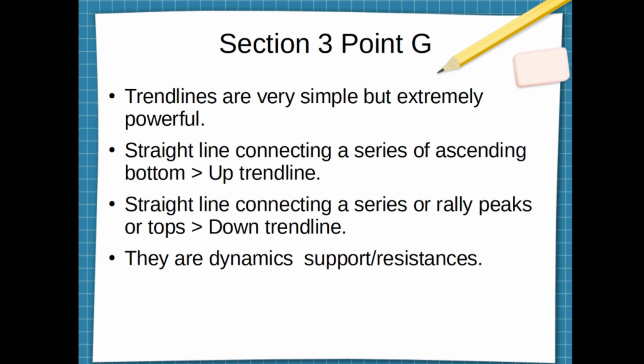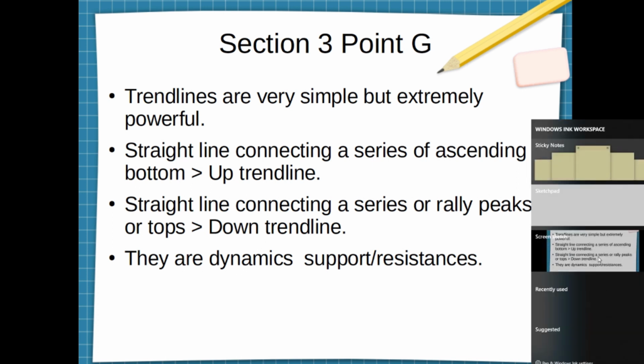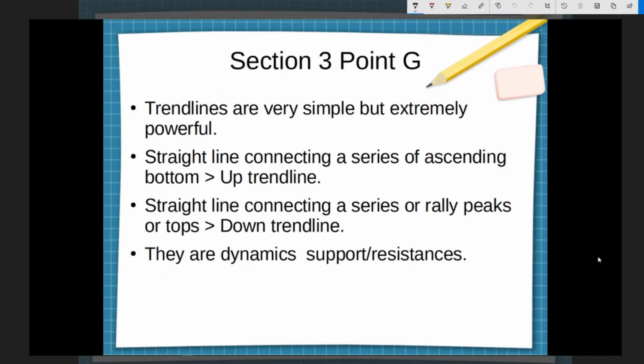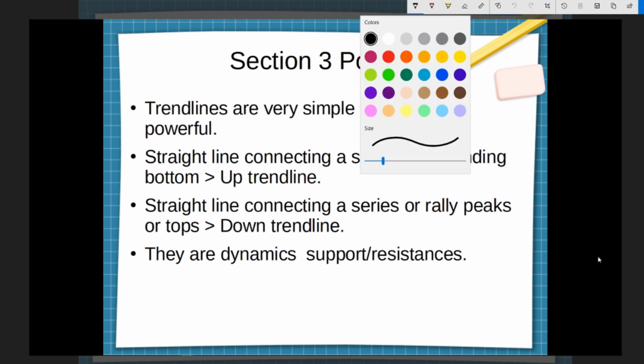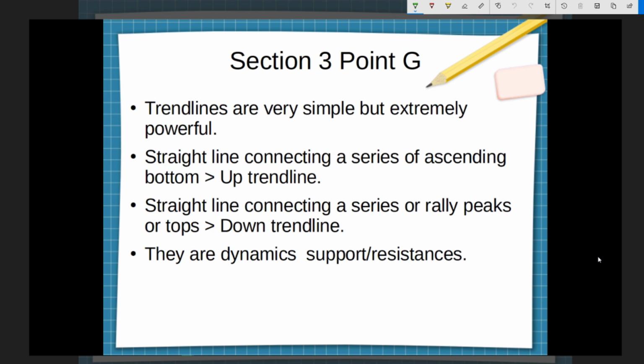Remember when I was talking about support and resistance, we were placing horizontal lines. In this situation, these are dynamic support and resistances. What I mean by that, very real quick, in an uptrend, for example, you have all this right there, or in a downtrend, maybe something like that.